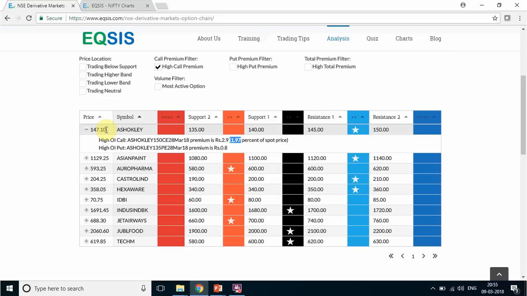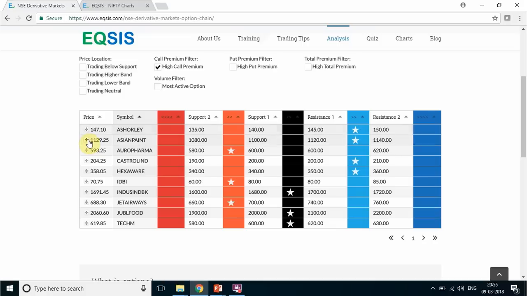But 1.97% is there naturally. If I approach towards the strike, the premium tends to go upside only. But look at this, 147 and 150. So it is a high premium, which is very natural. It is not a big deal.